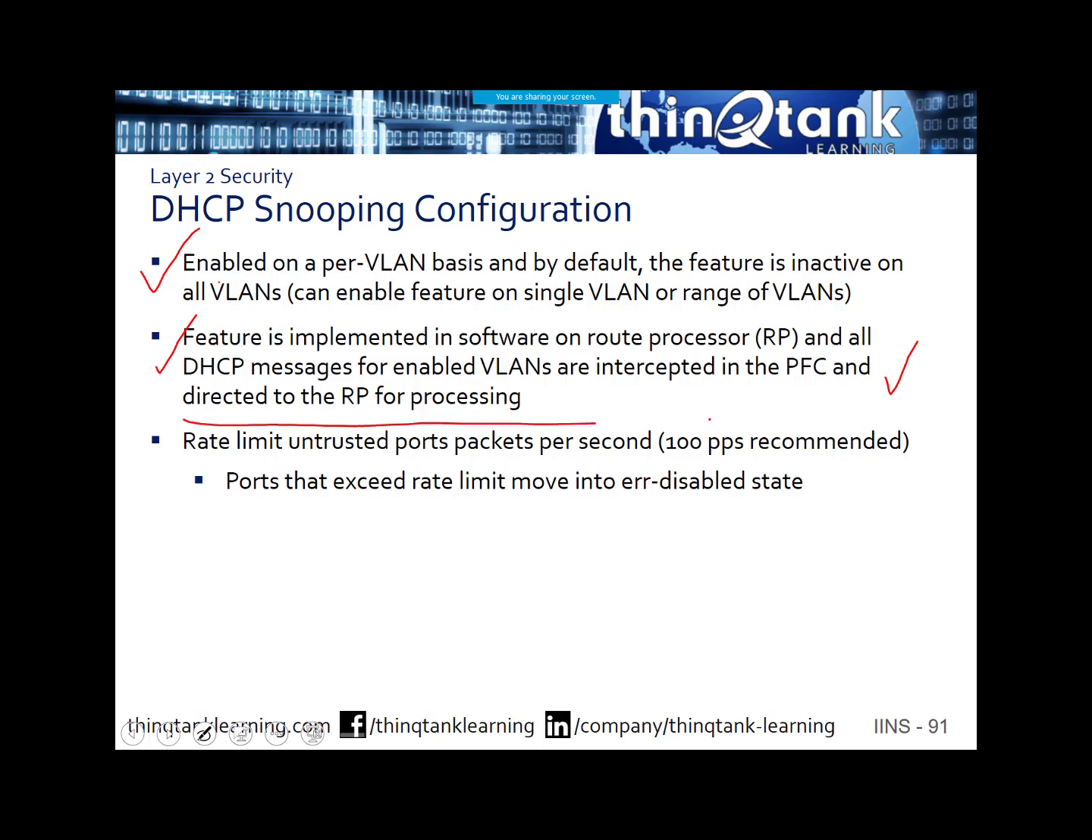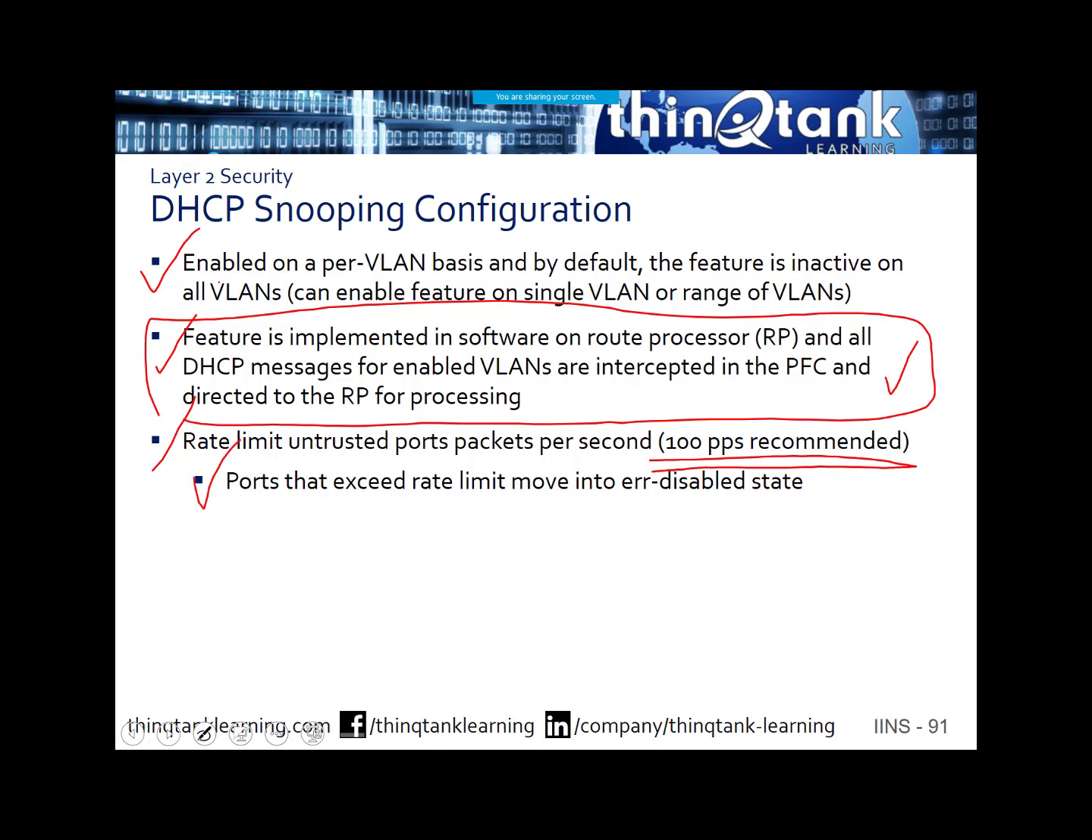Why is that particularly important? It does require CPU on the device. The device is doing higher level analysis of these DHCP packets, so it is going to require additional processing. All right, you're going to rate limit untrusted ports per second. This is Cisco's recommended value. I've never understood that value, 100 packets per second. That seems like a high number for DHCP snooping, but that's what they typically recommend. And then anything that goes over that rate, error disables.